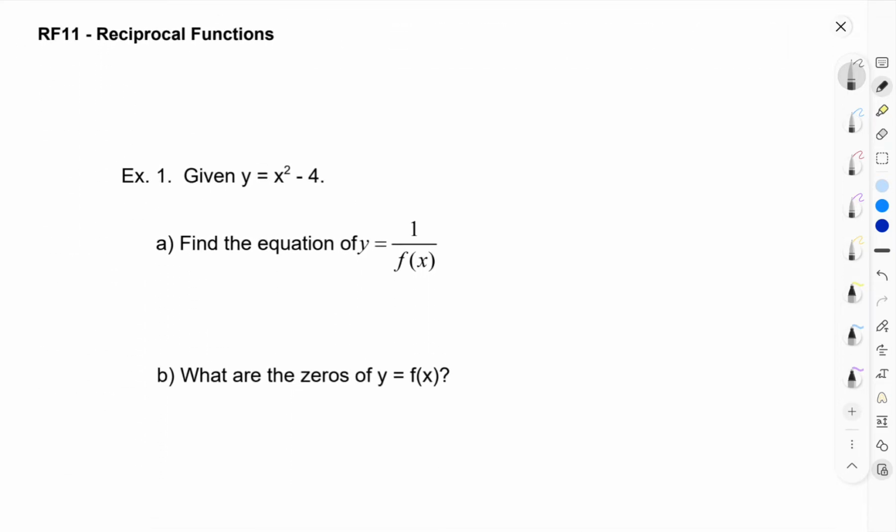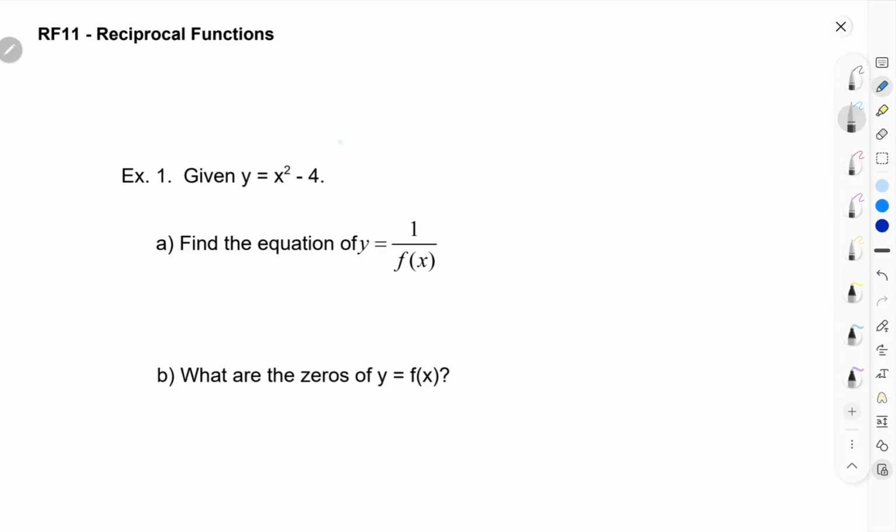So let's sketch our first reciprocal function. And again, we're going to base this off of that original function first. I'm going to talk about just the regular parabola x squared minus 4. I know how to sketch these from our RF11.2 unit. And then I'm going to use that to help me strategically sketch the reciprocal function.